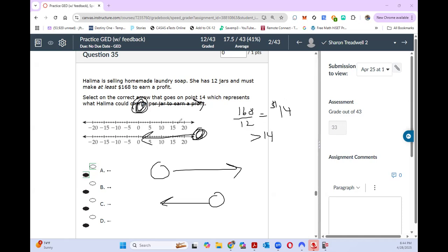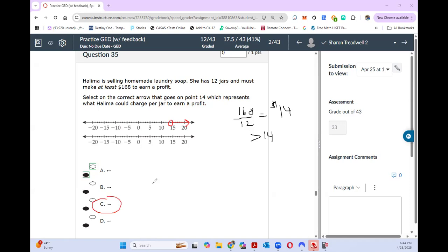So on here, you want an open circle. Let me take these circles away so we can see it. What we want is an open circle at 14, and it's going to go that way, to the right. So that was that one right there. Because it says to earn a profit. If she makes $0, that's not earning a profit. So she must charge more than 14.